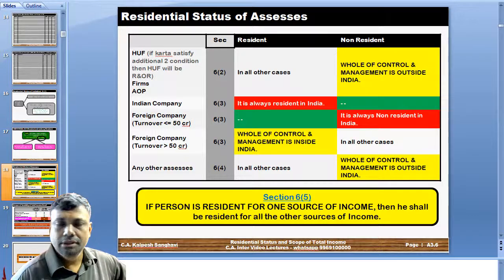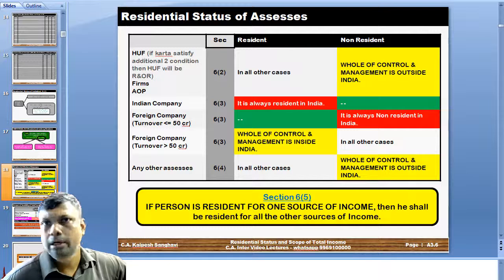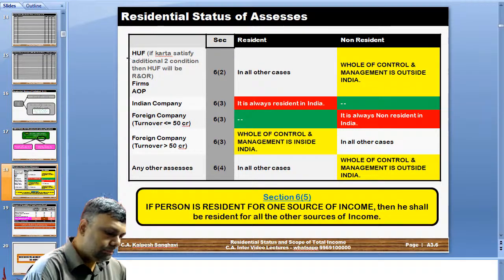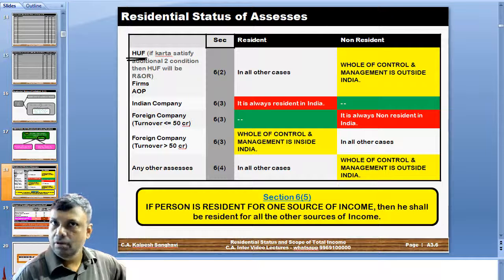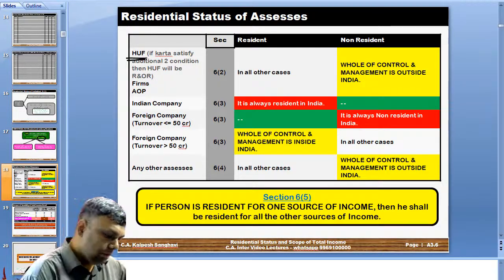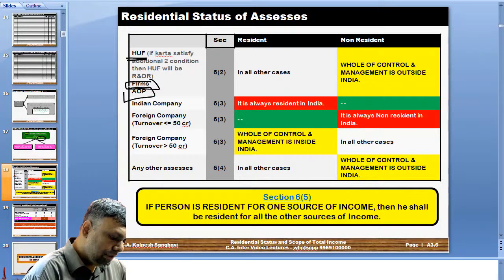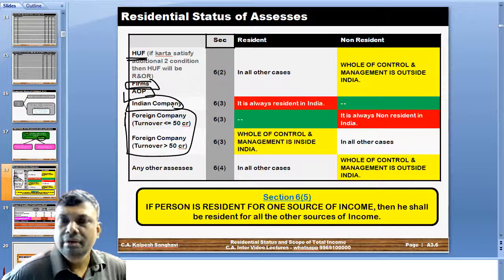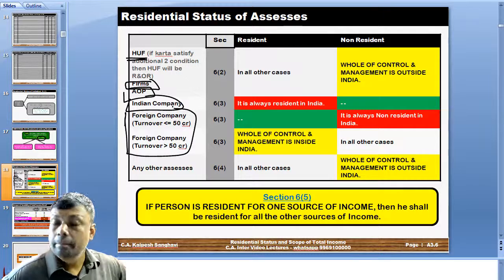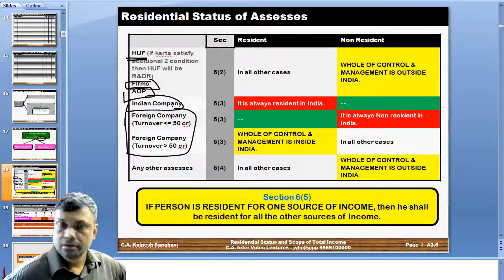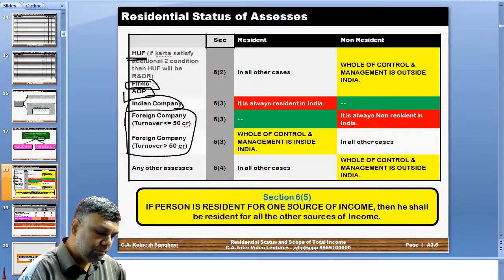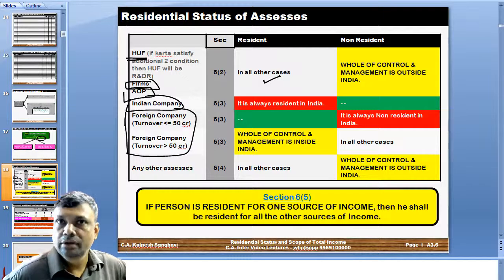Before I go to the next question, a small observation I want to make first. We have already studied the residential status of an HUF. Now this is firms, AOP, Indian company, foreign company. Everywhere, friends, it is by and large the test of control and management. If you see the partnership firm, the answer is the same as that of an HUF.